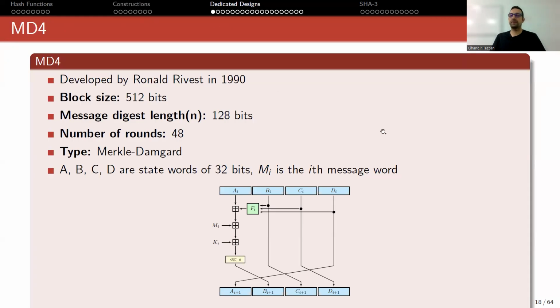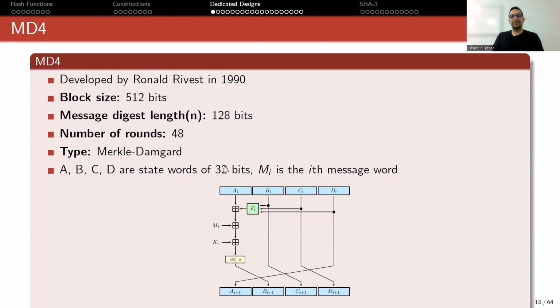So let's start with some broken old hash functions, and let's start with MD4. It was developed by Ronald Rivest in 1990. Block size is 512 bits, so your messages are divided into 512-bit blocks. The message digest length n is 128 bits. So as you can see, for a collision, we need to perform 2 to the 64 operations, which is not much of a problem nowadays.